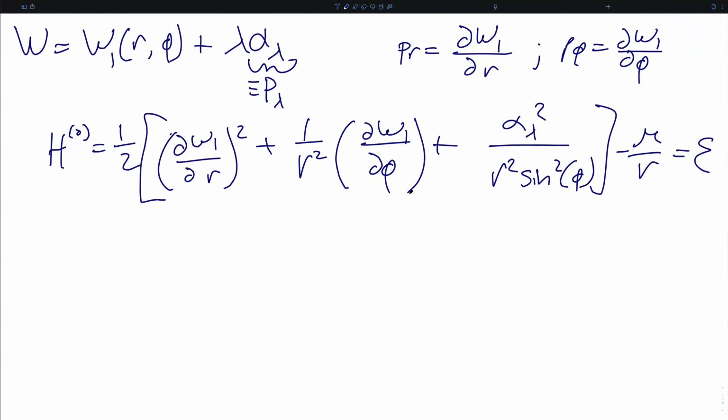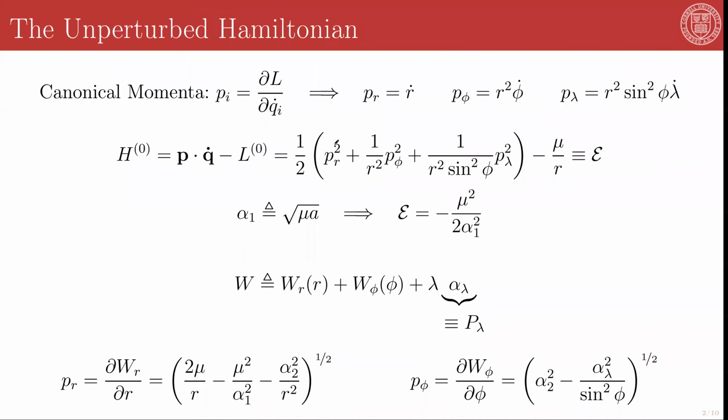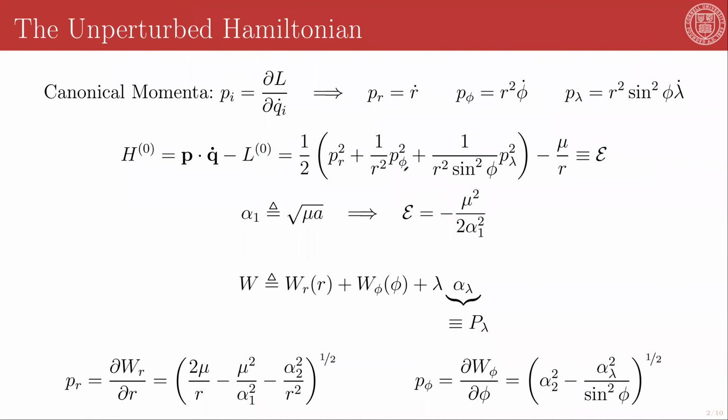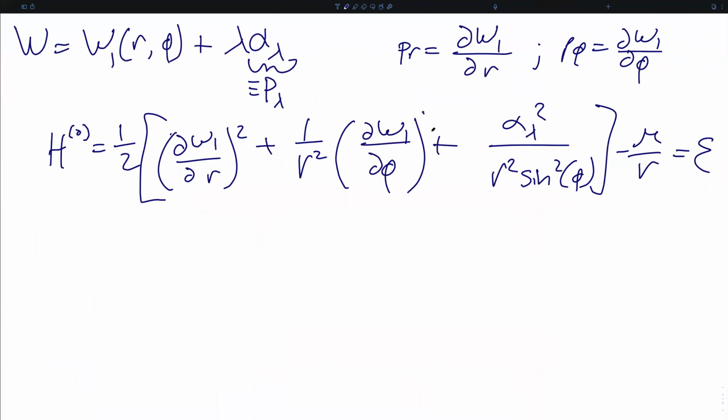So hopping back to the slide for a second, all that we've done is replace this piece of r squared term and this piece of phi squared term and this piece of lambda squared term with the associated partials of the W1 generating function. And of course, this needs to be squared as well. So we have our unperturbed Hamiltonian is 1/2 the quantity partial W1 with respect to r squared plus 1 over r squared partial of W1 with respect to phi squared plus alpha lambda squared over r squared sine squared phi minus the original potential mu over r. And this is all still equal to the constant specific energy of the system.